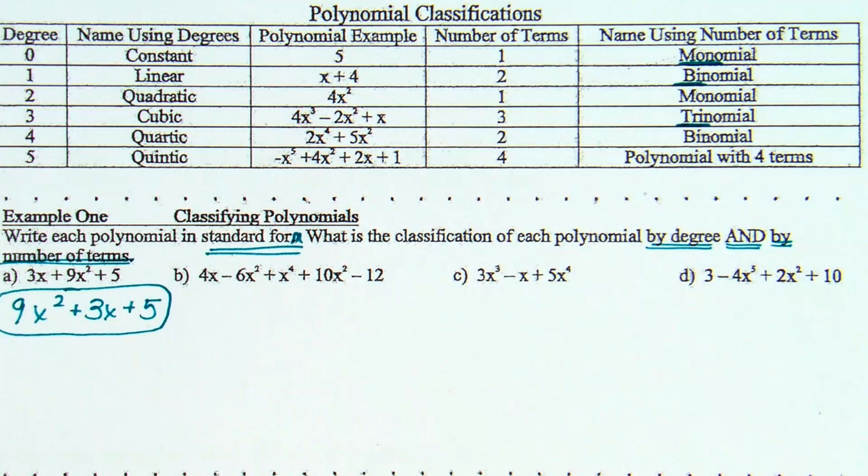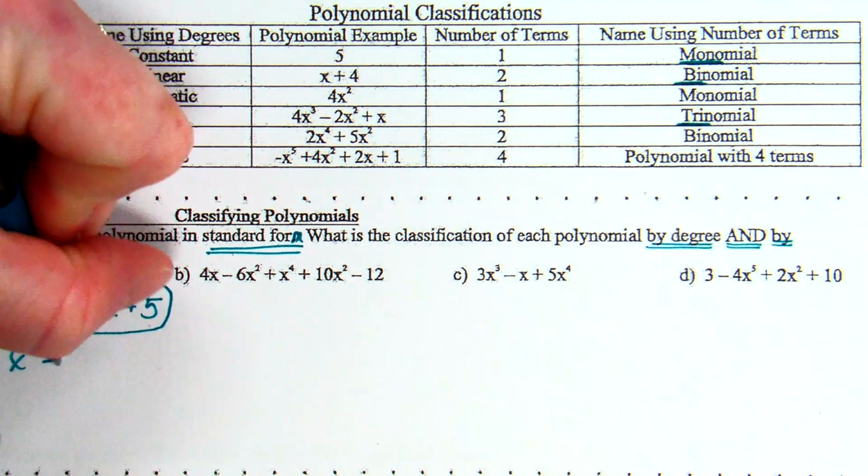Now we have to name it. So first of all, let's name it based on the degree. What are we going to name it based on the degree? Quadratic, because the highest power is x to the second. So I'm just going to write x to the second here as a hint. And that is quadratic.